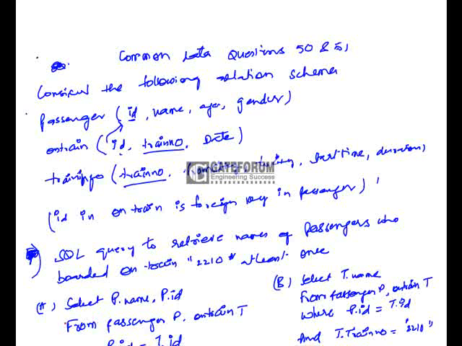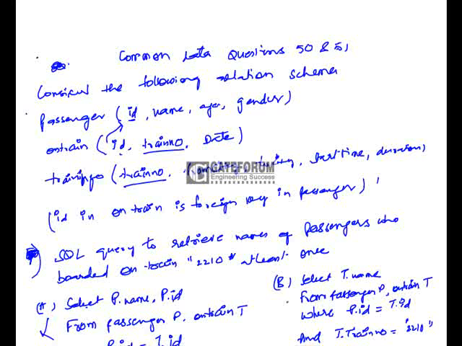So if you see the options, option A: select P.name, P.ID. Here we need only the names of the passengers. But in option A, we are selecting both P.name and P.ID. So we can simply eliminate this option.